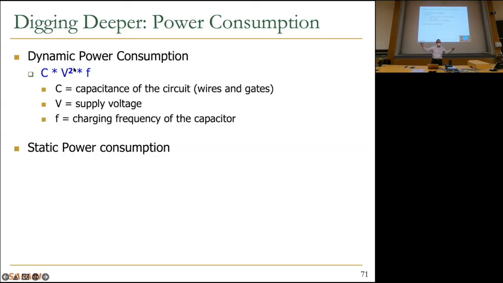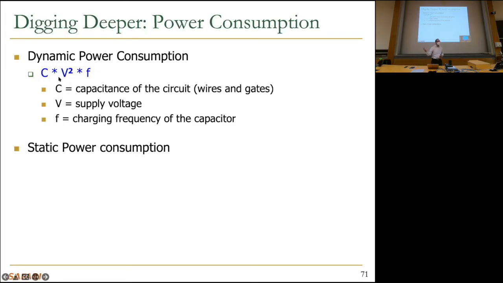So if your circuit is big, it consists of big capacitors. If your supply voltage is high, if you're charging frequently and discharging frequently, then you're consuming a lot more power than otherwise. And you can see that voltage is actually squared. So that's why people want low voltage circuits. If you have low voltage, then your power consumption goes down quadratically.